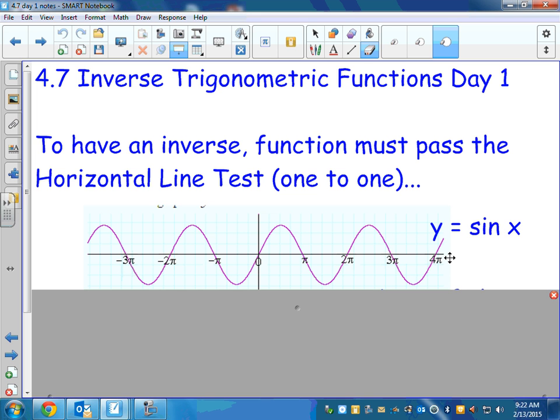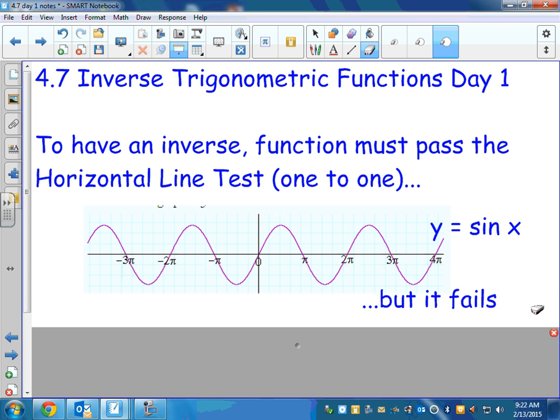But to have an inverse, we talked about this in Algebra 2. We talked about it last semester. In order to have an inverse, a function has to pass the horizontal line test. Because remember, to be a function, it has to pass the vertical line test. So if you want to switch the domain and range, which is what inverses do, then it has to pass the horizontal line test. I put sine here, but do any of our trig functions pass the horizontal line test? No, because they all repeat themselves over and over again. Yes? So I put it, but it fails.